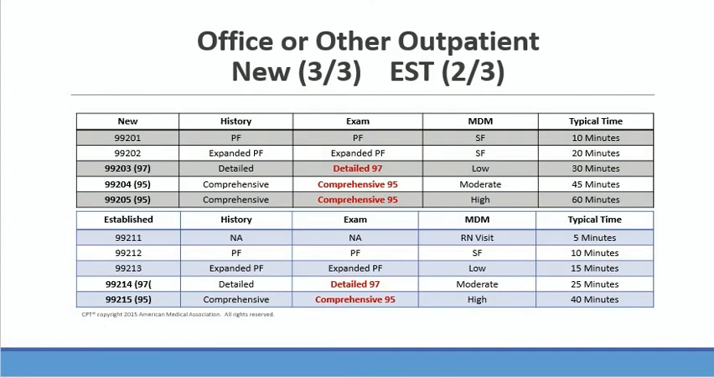As we look at the grids over the next several slides, keep in mind that the other key components will need to be met too, as defined by CPT. But the exam in this case study would support these levels. In an outpatient or office setting, we would be able to reach 99203 for a new patient and 99214 for an established patient under the 97 guidelines. Under the 1995 guidelines, we have enough exam findings to support either 99204 or 99205 for new patient codes and 99215 for an established patient code.